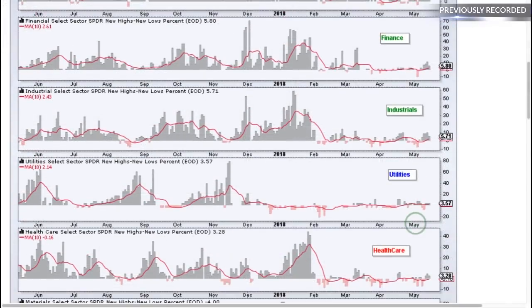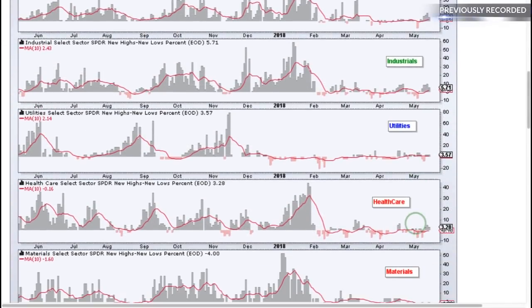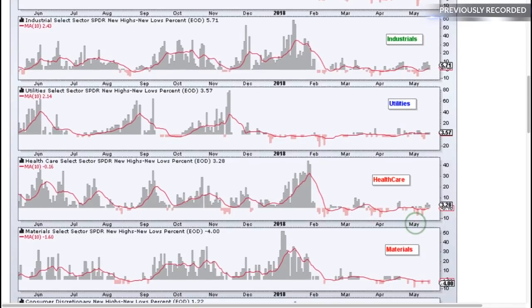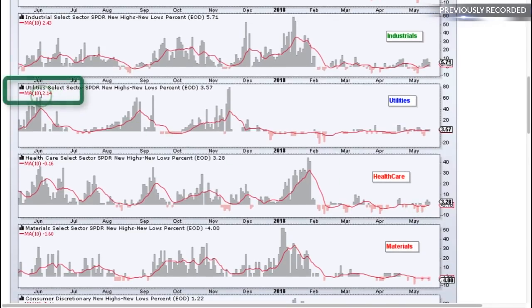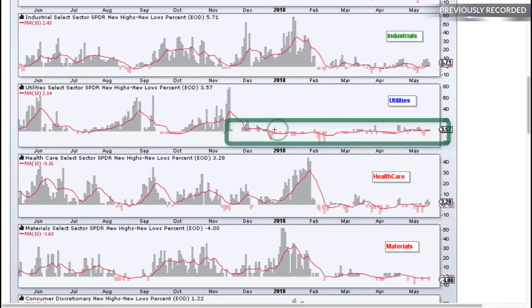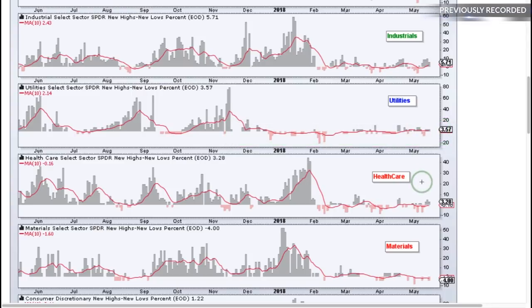So if we scroll down a little bit further, and these are ranked by the high-low percent value, the 10-day moving average, by the way. So utilities come in next at 2.14%, but you can see nothing's really been happening in utilities since November when you had a bunch of new highs, and then it's just been above and below that zero level since. So I'm not encouraged with utilities, and I'll expand on that in a little bit.